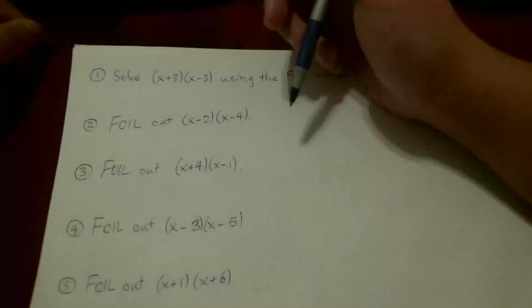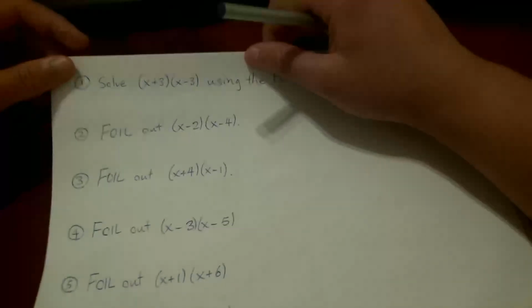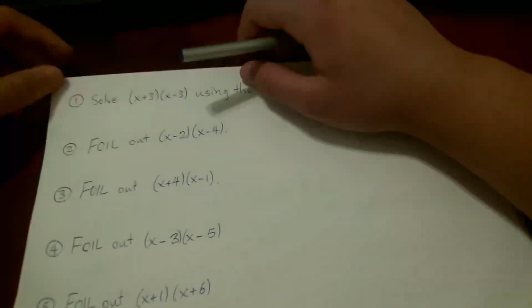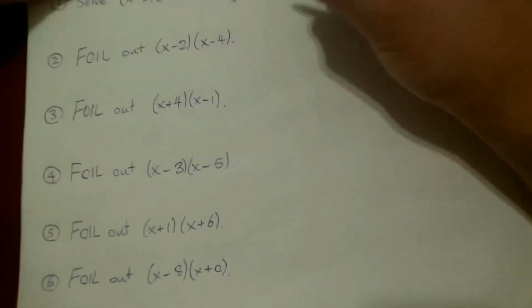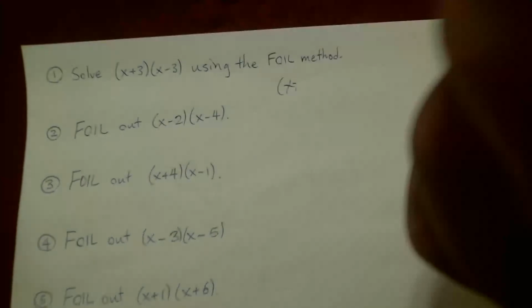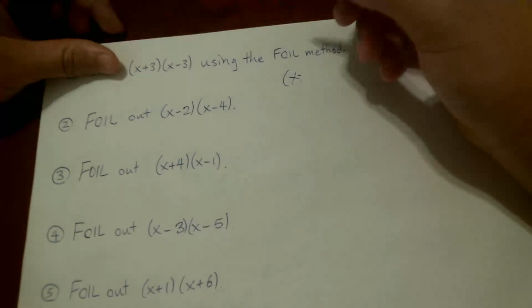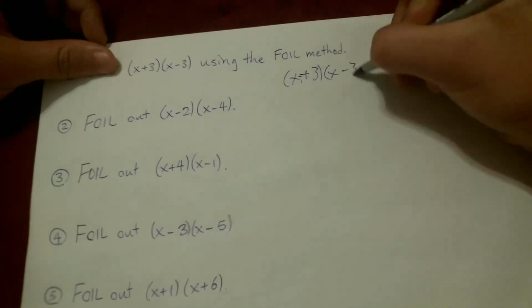So, for the first question, solve x plus 3 times x minus 3. So that one we would have to solve by the FOIL method, and this one is x plus 3, x minus 3.